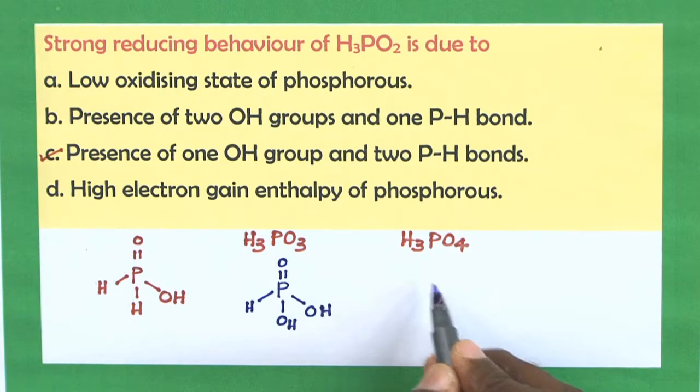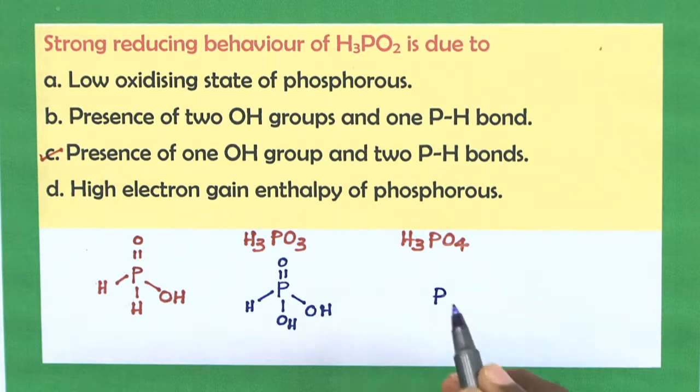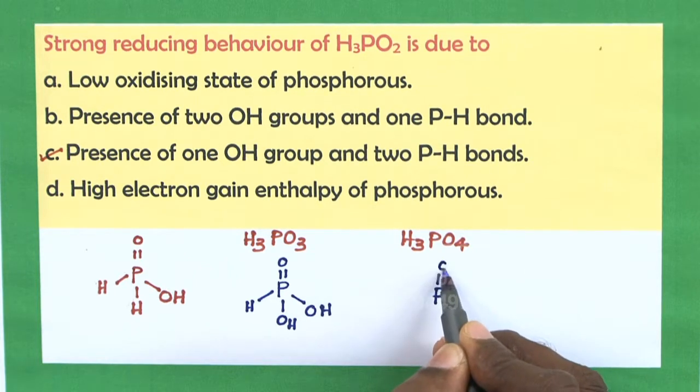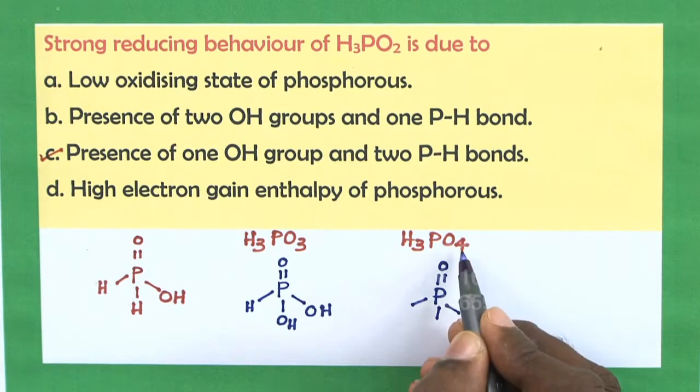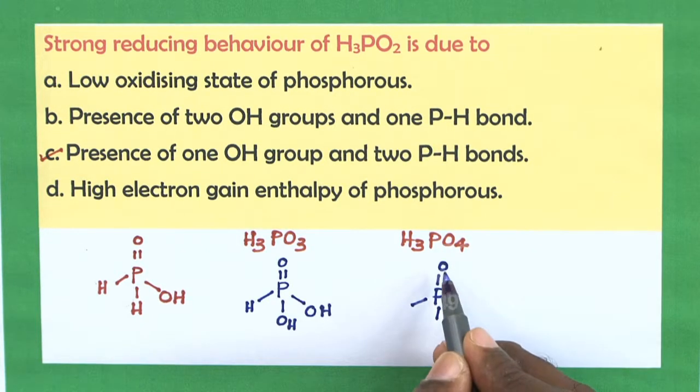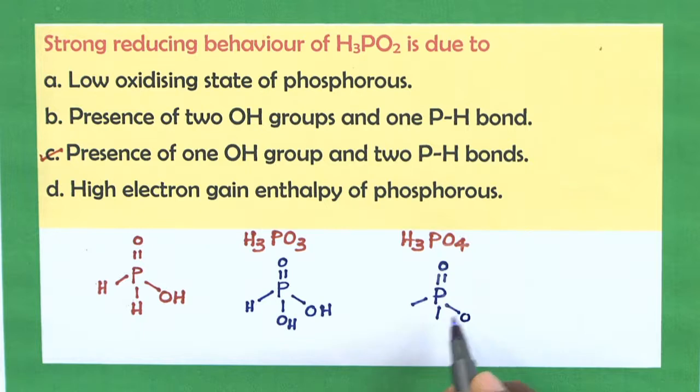Similarly, I have H3PO4. When I write the structure, it is P double bond oxygen, 5 bonds around phosphorus. Total number of oxygen atoms is 4. I have used 1, remaining 3. I have allocated all the 3. There are 3 hydrogen atoms. Therefore, I write it as P-OH in all of these.